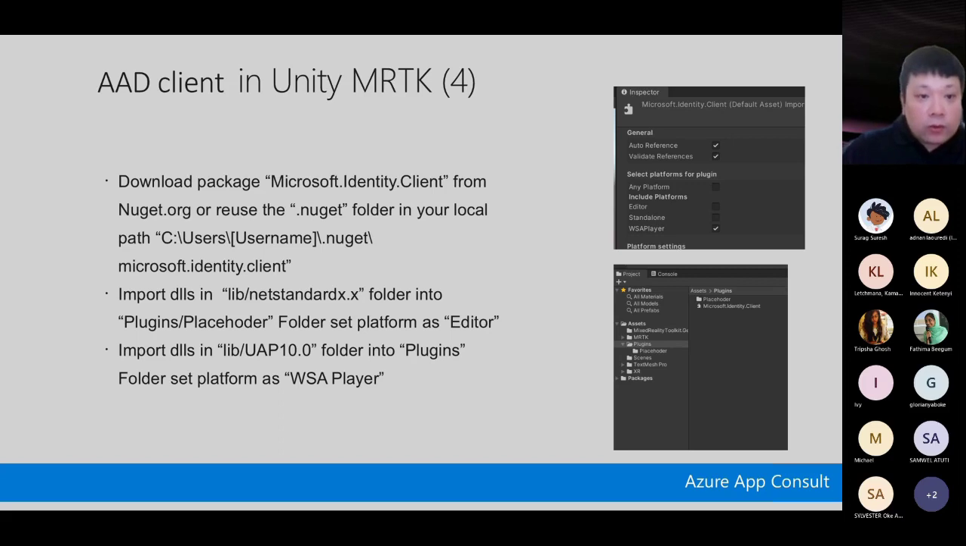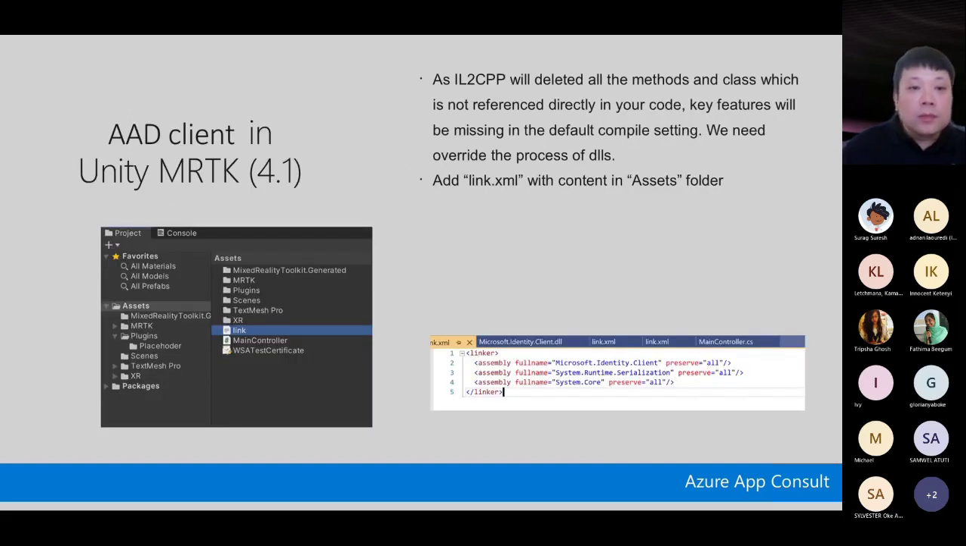One is for the editor, one is for UWP. So here we are choosing the Microsoft Identity Client using two of these platforms. One is .NET Standard. This is for the editor. The other is UAP. This is for the player, that means the HoloLens or the UWP devices. But the DLLs in Unity are not straightforward. Like if we reference this, it will deploy to the device.